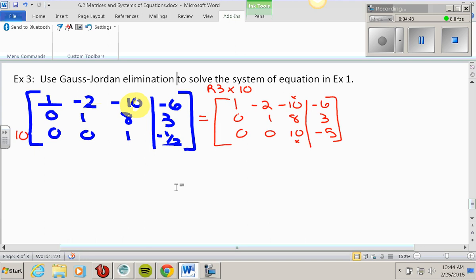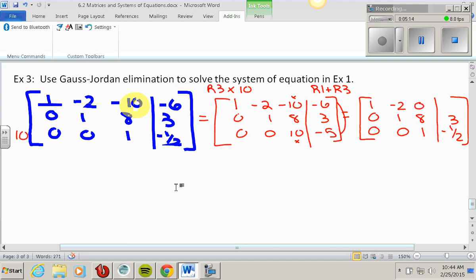So my next goal will be to take row 1 and add it to row 3. And remember, the row that we messed with is the row that goes back to its original. So this is going to go back to 0, 0, 1, negative 1 half. The second one stays because we never touched it in the first place. And when I add these two together, I get 1, negative 2, 0, negative 11.